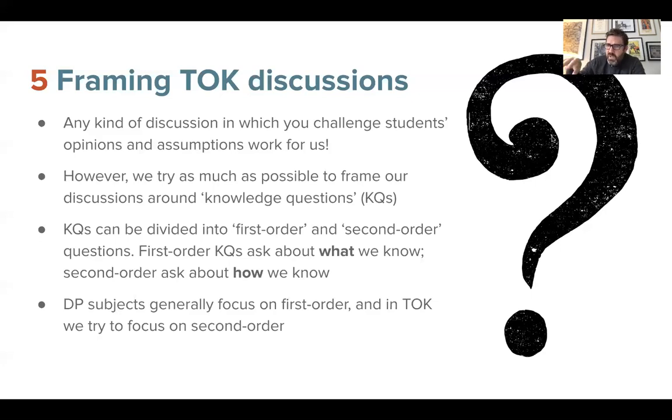In TOK, we try and ask second order questions. We try and think about second order knowledge, which is how we know. Okay, so how do we know what photosynthesis is? How do we know why trees are so tall? Why do those ideas change over time? Why do different scientists sometimes have different opinions? How do they come up with the answers to what they're looking at?